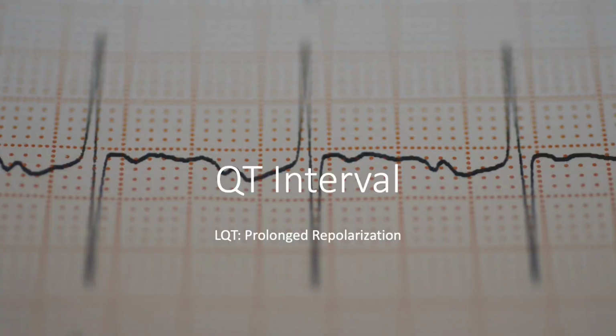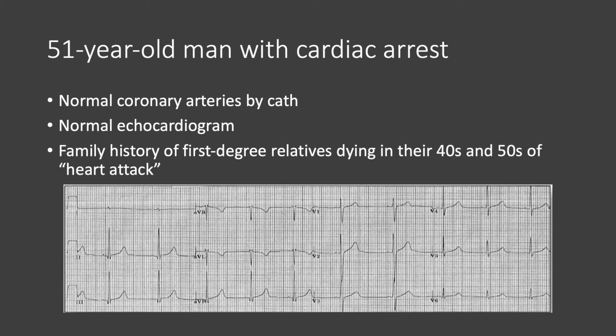Now we'll change our focus to the QT interval. This is a case from my colleague, Dr. Barry London. This is a 51-year-old man who had a cardiac arrest while shopping. Subsequently, he was shown to have normal coronary arteries by an angiogram and no structural heart disease on an echo. His family history was notable for first-degree relatives dying in their 40s and 50s of heart attack, and I think he also had a brother who drowned at age 13.